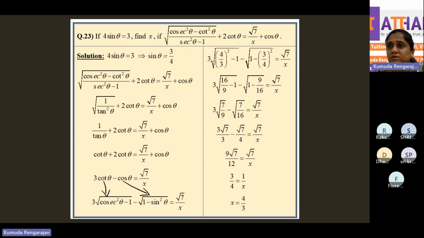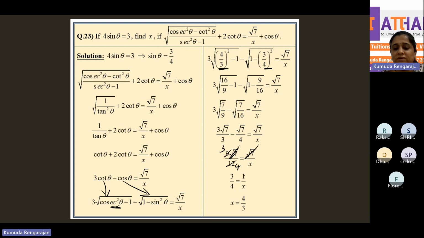Now you know the values. Cosecant theta is 4 by 3, so cosecant square theta will be 4 by 3 the whole square, and sine square theta is 3 by 4 the whole square. After this, I think you can help yourself. Root 7 gets cancelled. That's how root 7 gets cancelled here. 3 3s are, 3 4s are.